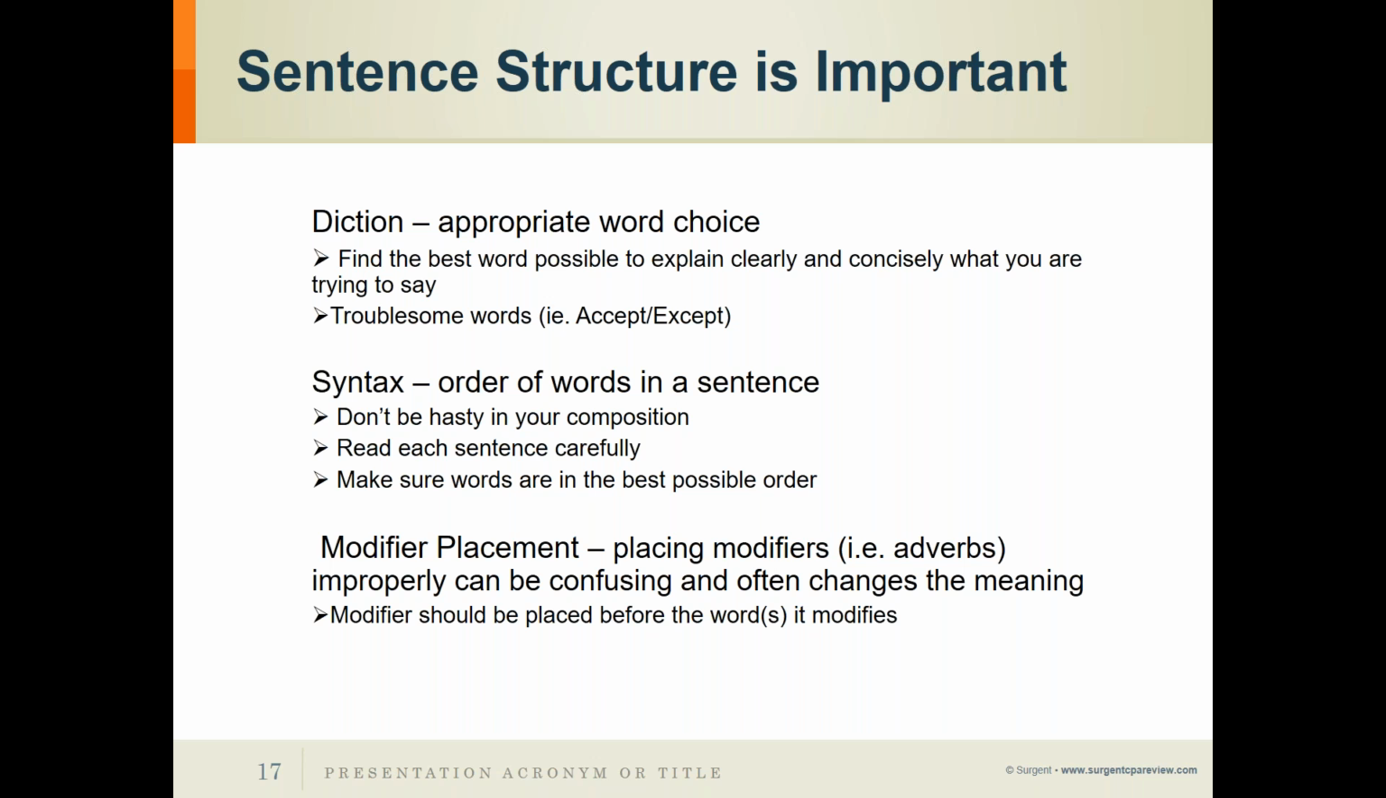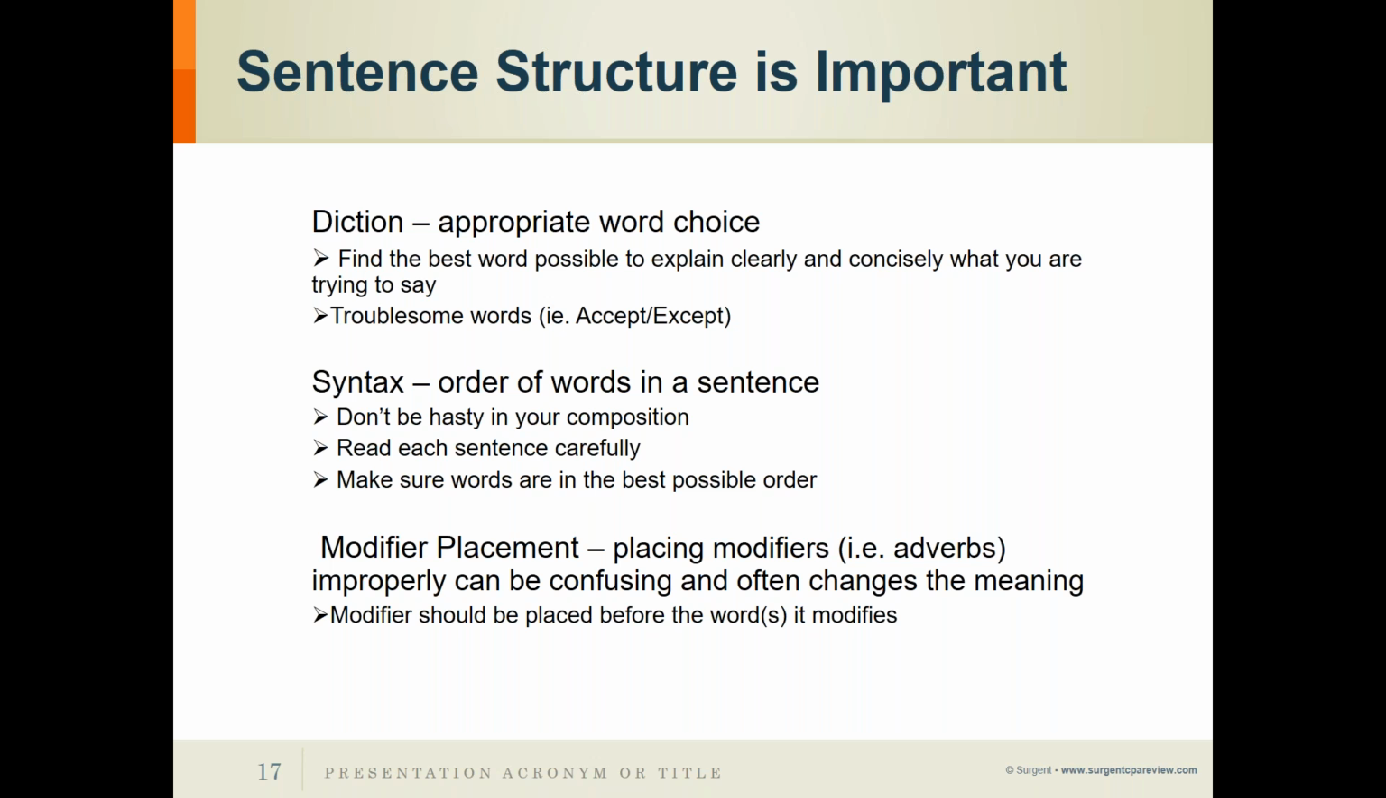I know this may feel like it's going back to your English class. So let's talk about some different things that make up your sentence structure. One of the first things is your diction. This is the appropriate use of words, making sure that you're using the proper, appropriate word choice. So find the best word possible to explain clearly and concisely what you're trying to say. Avoid, if necessary, words you are troubled with and don't know which is the best one to use, and the example I share here is accept and except. I struggle with that. I always am confused on whether I should be accepting things with an A or making an exception using the E. If those are troublesome words for you, try to find a different word that says the same thing if you think that's going to get you in trouble.